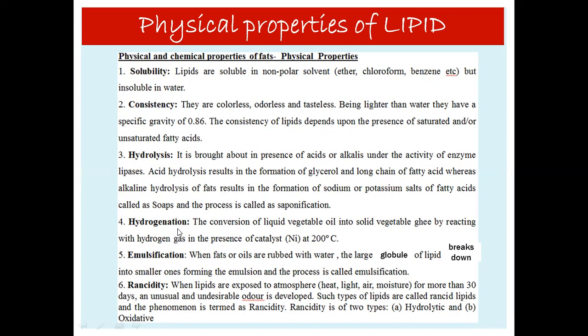Next, emulsification. In general, emulsification means the process of dispersing one liquid in a second immiscible liquid. So how do dietary lipids emulsify throughout our digestive process? When fats and oils are in the presence of water and bile salts, the large globules of lipids break down into smaller ones, forming an emulsion in water. This process is called emulsification.